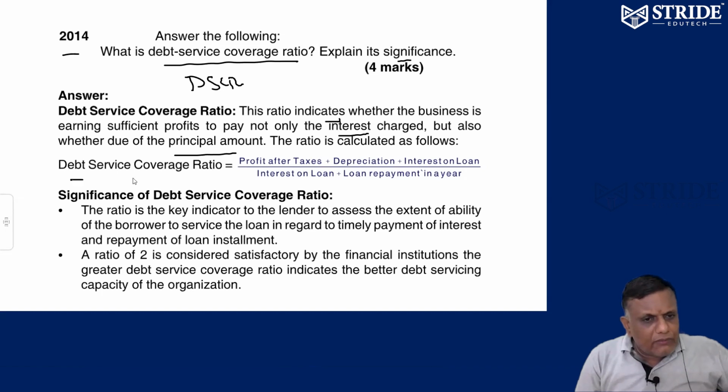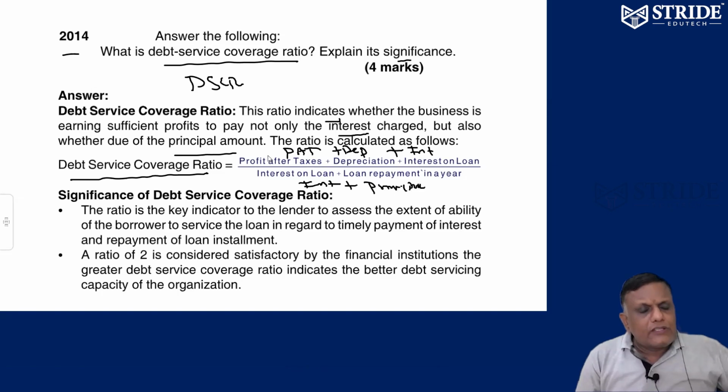What is the formula for DSCR? DSCR is equal to PAT plus depreciation plus interest on loan, divided by interest plus loan repayment principal. PAT plus depreciation plus interest is the numerator, interest plus principal is the denominator. The purpose of DSCR is whether the company can repay the loans properly with interest. It is a key indicator, especially for loan purposes. Any bank sanctioning a loan to a company always looks for DSCR. A healthy DSCR means the company can pay principal and interest properly, so the loan can be sanctioned.